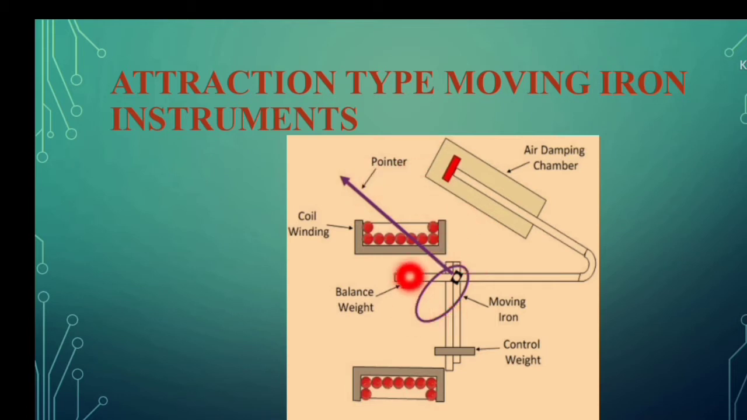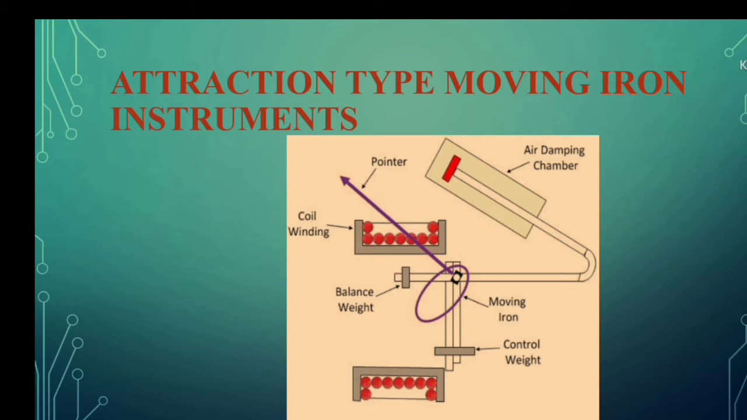That deflecting torque has to be balanced by means of the controlling torque provided by the weight arrangement placed at the bottom of the moving iron here. This controlling weight will produce an opposing force to that of the deflecting torque developed here. That makes the pointer come to a steady position, and though it provides a controlling torque, the pointer will have a little bit of oscillation. That oscillation can be controlled by means of the damping arrangement provided here.